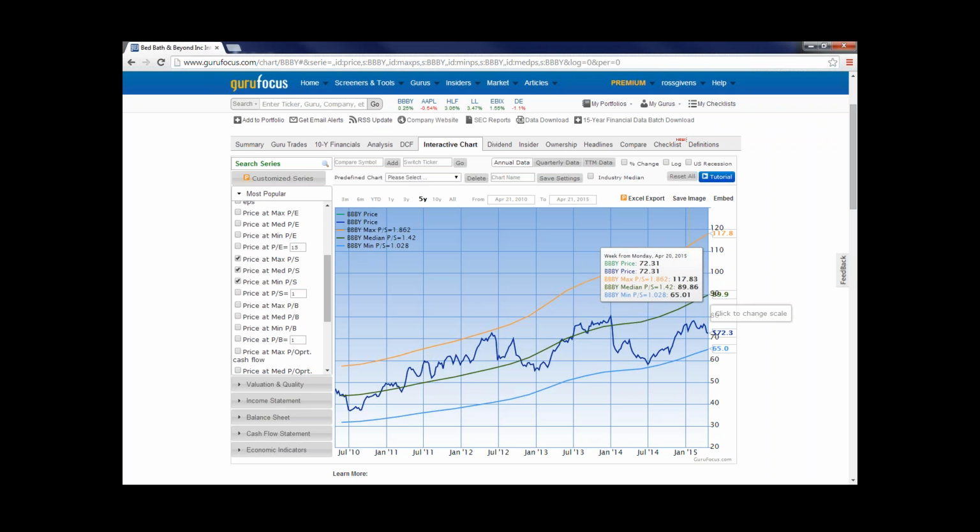It's trading below its median. It's in the lower half of its average range. It's near the bottom of this channel. So to me, if you're looking at buying this stock based on that metric, it's a fair buy here.